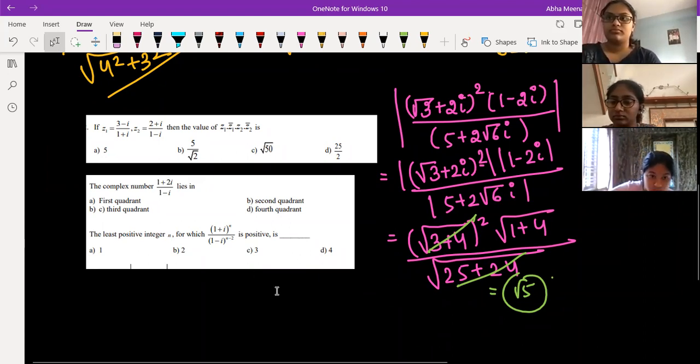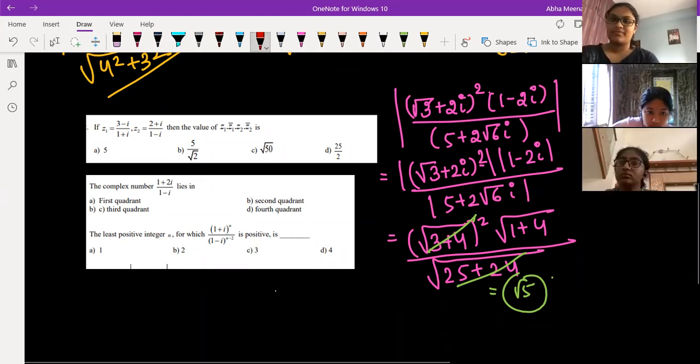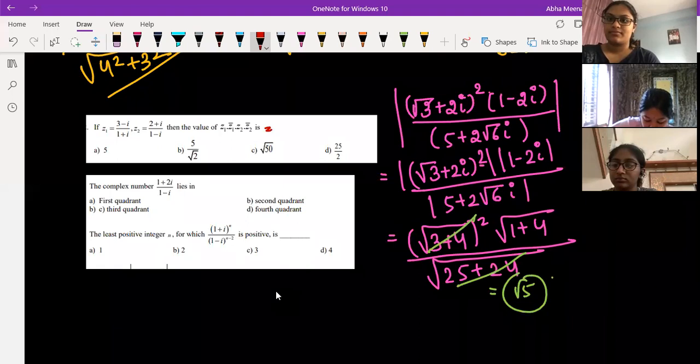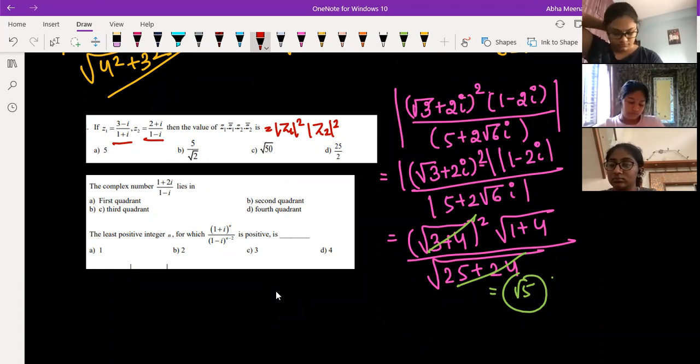Option A, ma'am. Listen, children, this is nothing but Z1 into Z1 conjugate is mod Z1 square, and Z2 into Z2 conjugate is mod Z2 square. And for these type of numbers, now you know very well how to find the modulus. We have seen a lot of questions.